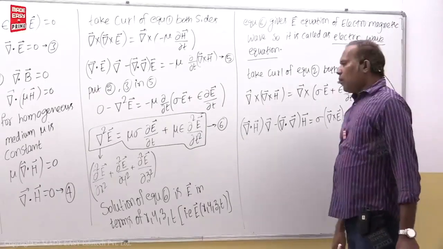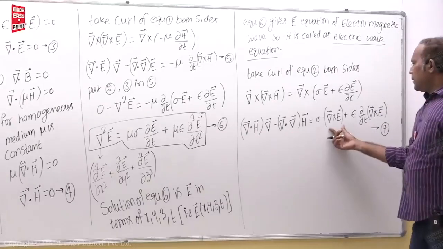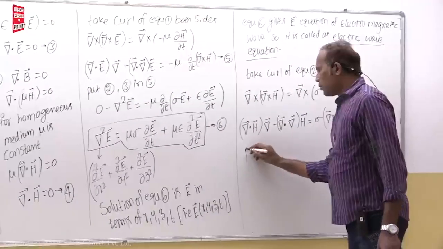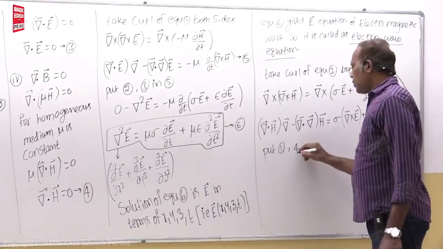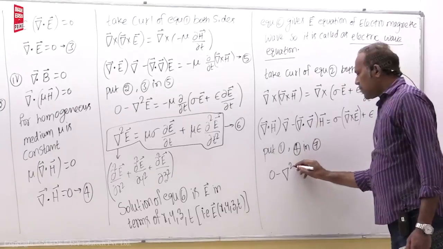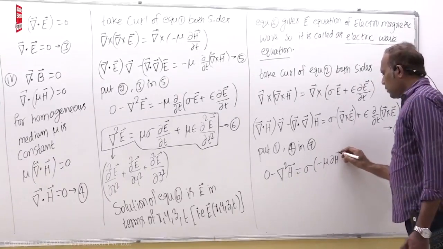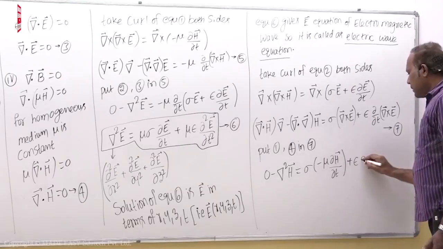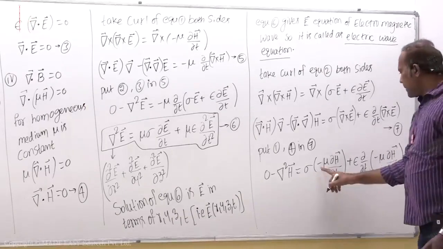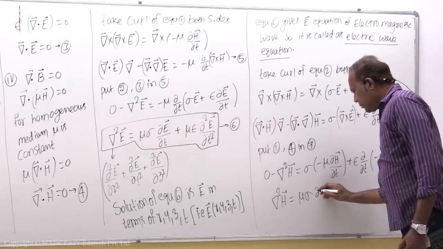Now from equation 4, del dot H is equal to 0. Then del dot del is del square H bar. And del cross E in terms of H bar is present in equation number 1. So put equation 1 and 4 in 7. Then it becomes 0 minus del square H bar, is equal to sigma into del cross E, which is minus mu dou H bar by dou t, plus epsilon dou by dou t of del cross E, which is minus mu dou H bar by dou t. Now the minus signs cancel.